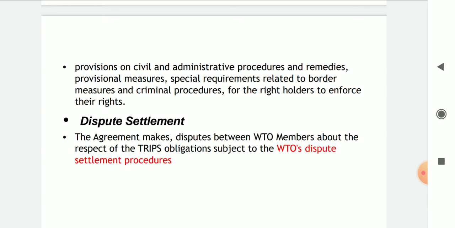The dispute settlement. The agreement makes disputes between WTO members about the respect of the TRIPS obligations subject to WTO dispute settlement procedures.